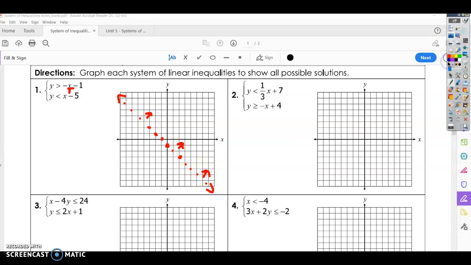All right, I'm going to change colors and graph the second one. So it's going to be -5. So 1, 2, 3, 4, 5. And then this one has a slope of 1 as well. So 1 over 1. So this is going to be up 1, over 1, up 1, over 1. And this one is also a dotted line. And this one says y less than. Less than means below the line.